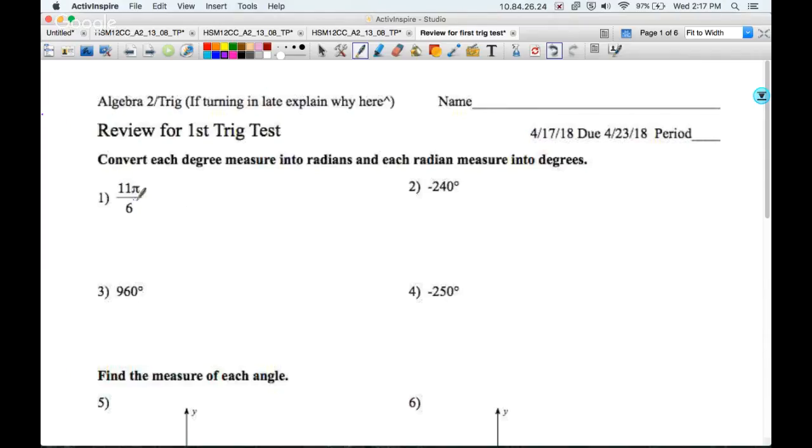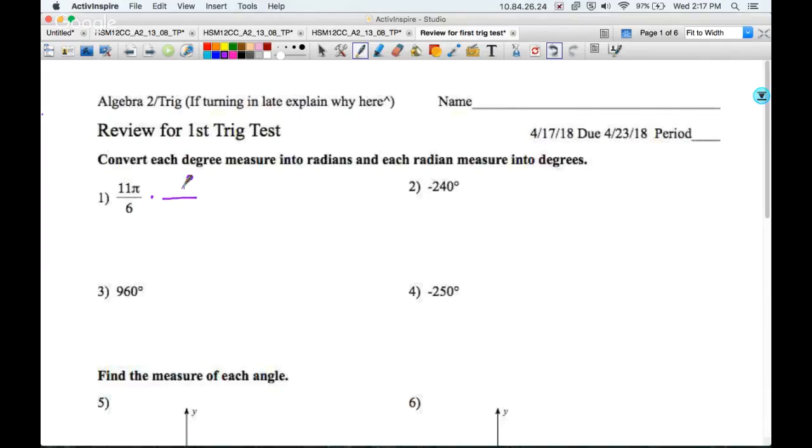So this is clearly in radians. We know that because it doesn't have the little circle and because most radian measurements have a pi in them. So this is in radians. I want it in degrees, so I'm going to put degrees on top. I'm going to multiply by a conversion ratio.